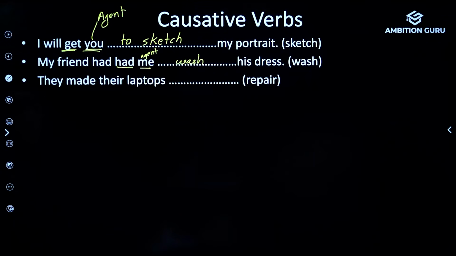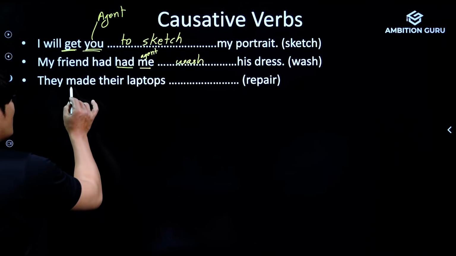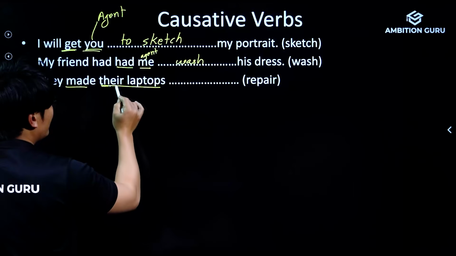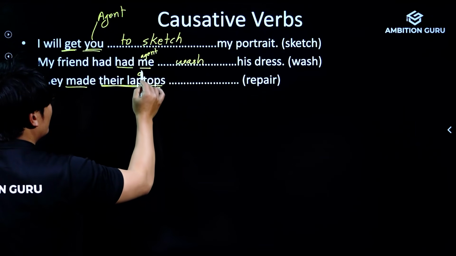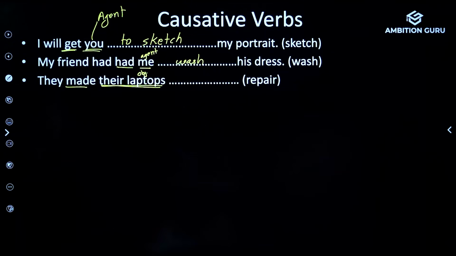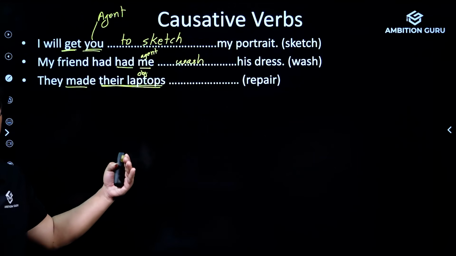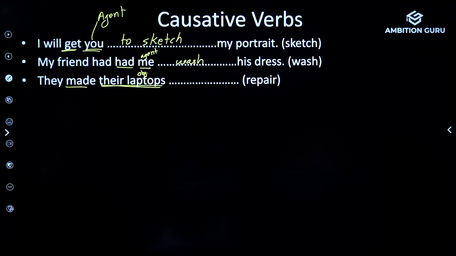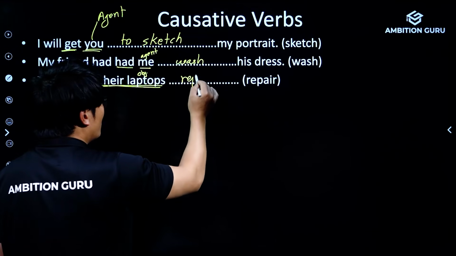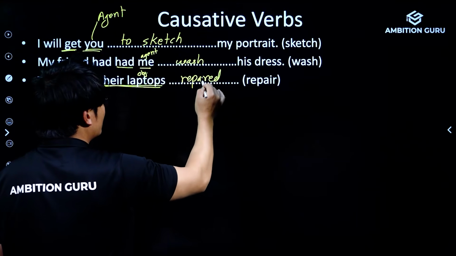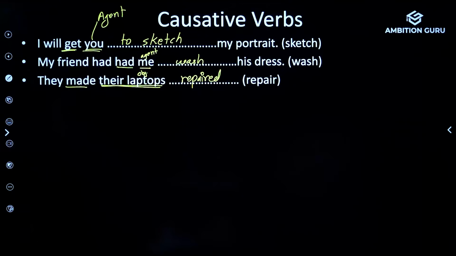Okay, next. They made their laptops repair. Prince, that's right. Okay, I can see the different answers. Pratik, very good. So made their laptops. Laptop is what? This is an object. So when there is an object, then absolutely after the object, we need to write direct verb 3. So what is verb 3? Repaired. Like this: they made their laptops repaired.